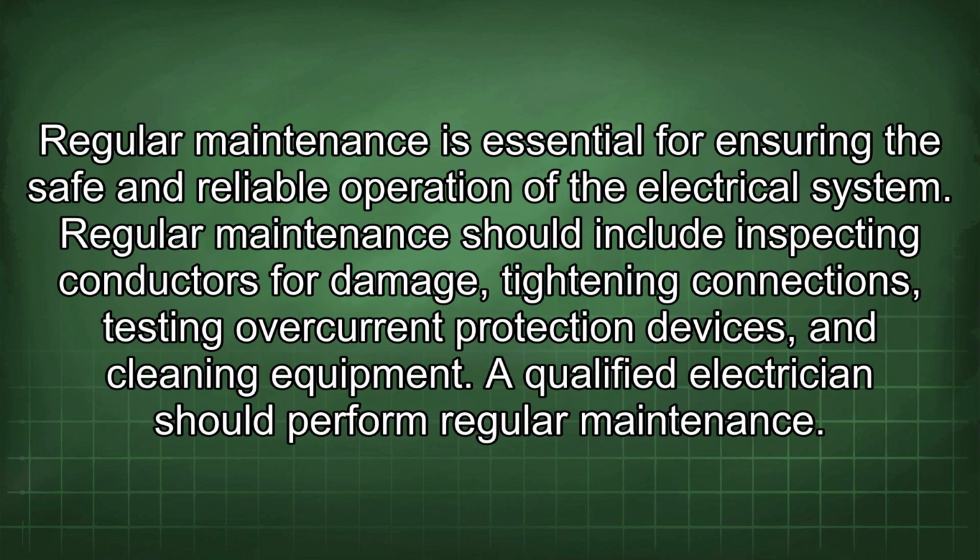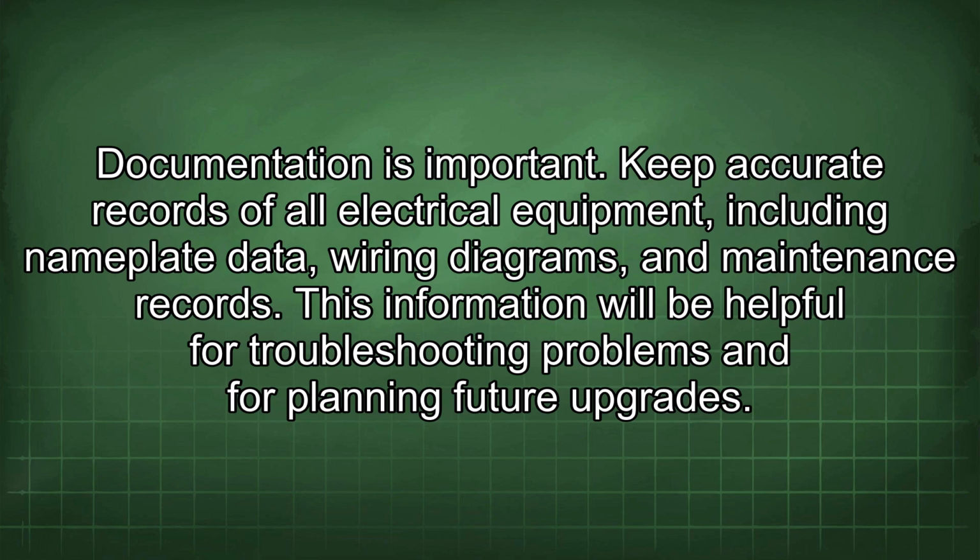Regular maintenance is essential for ensuring the safe and reliable operation of the electrical system. Regular maintenance should include inspecting conductors for damage, tightening connections, testing overcurrent protection devices, and cleaning equipment. A qualified electrician should perform regular maintenance. Documentation is important. Keep accurate records of all electrical equipment, including nameplate data, wiring diagrams, and maintenance records. This information will be helpful for troubleshooting problems and for planning future upgrades.